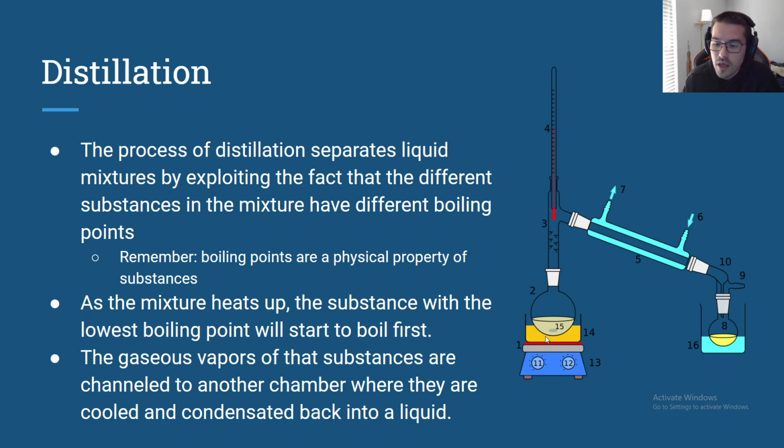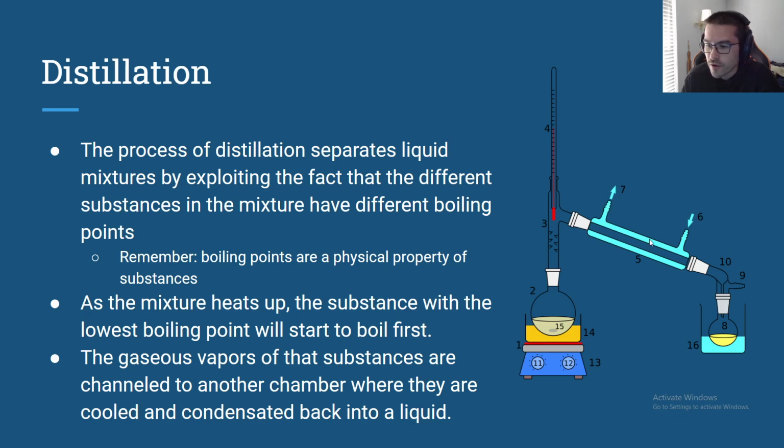That makes sense. If you have two substances, say one that boils at 75 degrees and another that boils at 150 degrees, as soon as you get to 75 degrees, that first substance is going to start to boil. Its gaseous vapors are going to travel up the still, and they're going to be channeled into this area, okay?